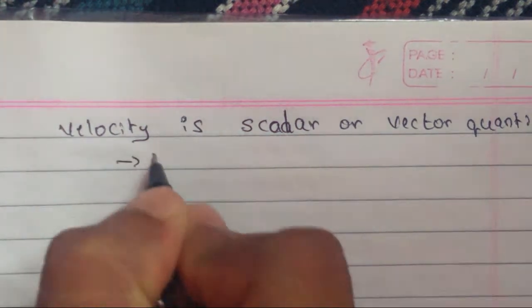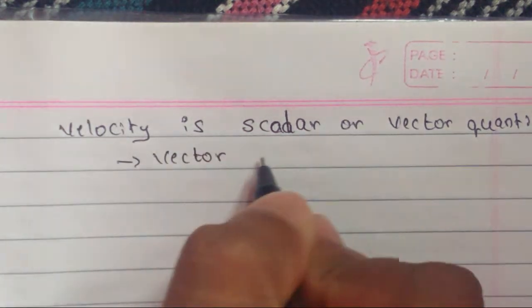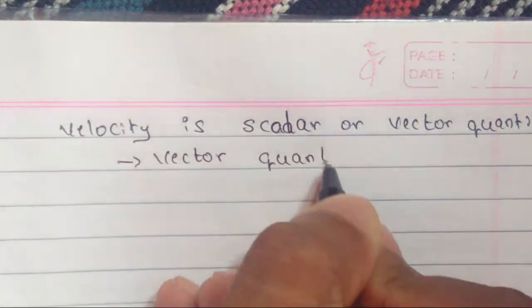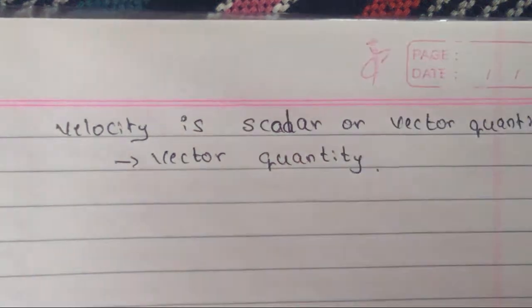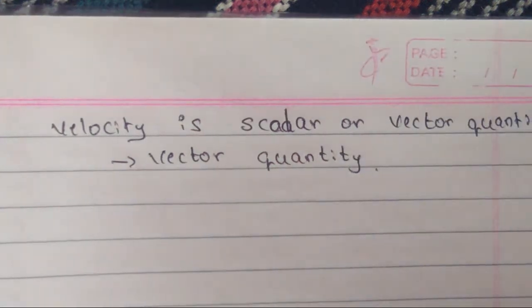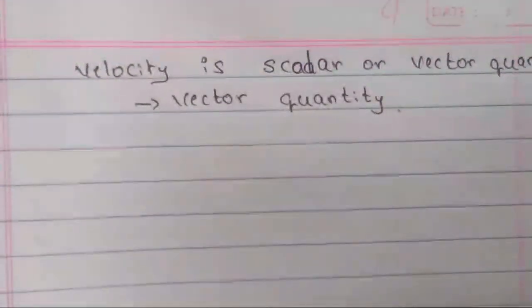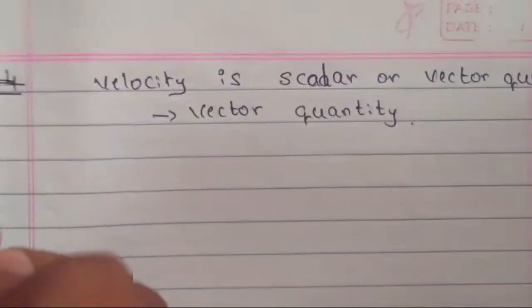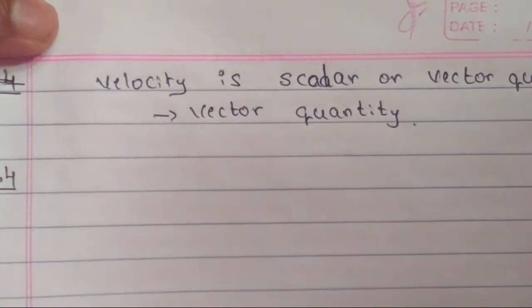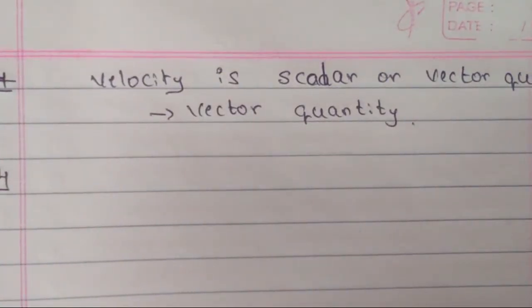Okay, it is vector quantity. Next, based on that, we will solve the problems. Example 4. Just page number 103. In that example 8.4. Okay. Example 8.4, page number 103.